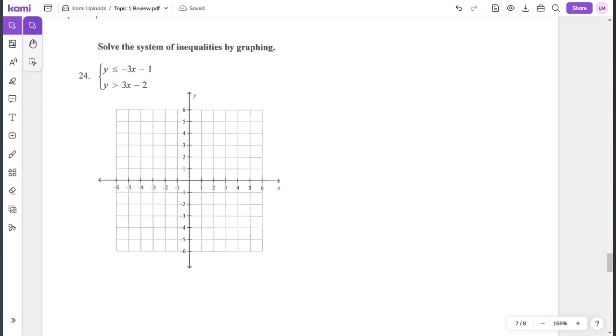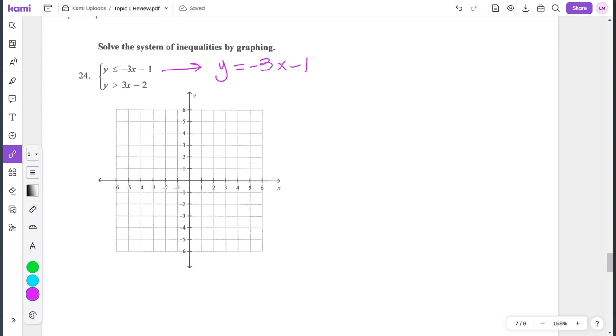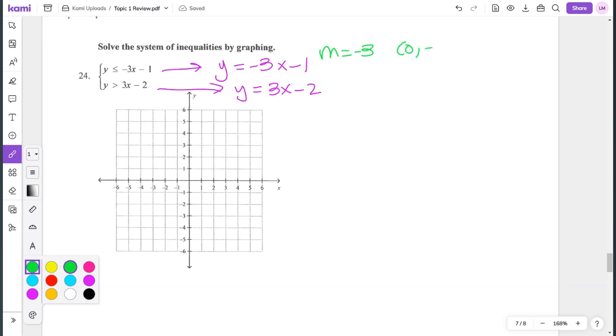All right, last one. Solve the system by graphing. So remember, this is what we played capture the flag with. So y equals -3x minus 1 and y equals 3x minus 2. Those are the ones we're going to graph, right? So the first one, my slope is -3. And my y-intercept is -1, so I'm starting at -1, and I'm going down 3, right 1, and go up 3, left 1. I'm connecting them with a solid line because there's an equal to down there.